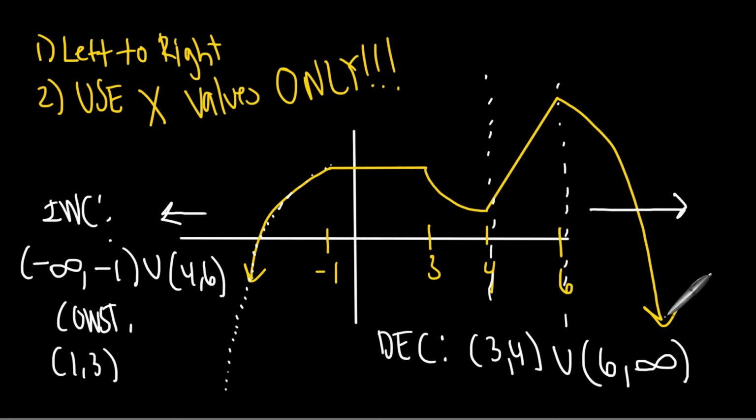Notice it's not negative infinity. That would be the y value. We don't want to use the y's. We want to say that it is decreasing when x starts at 6, and it continues to decrease as x moves towards infinity. Let's see how this works on a few problems.